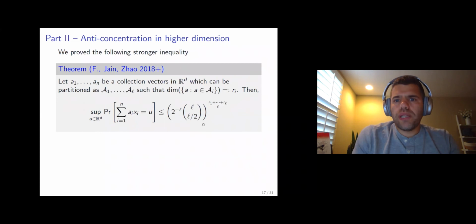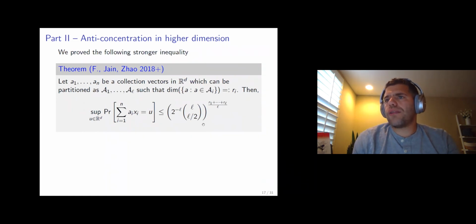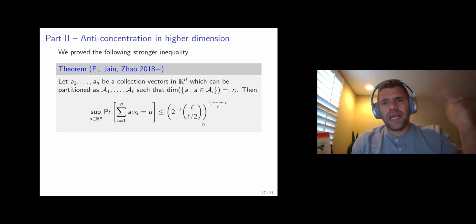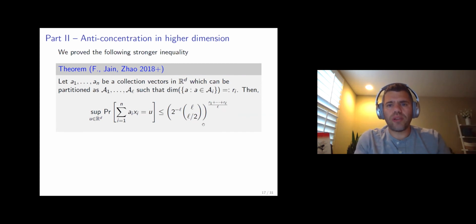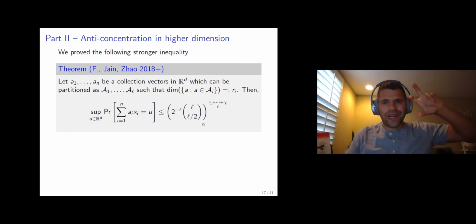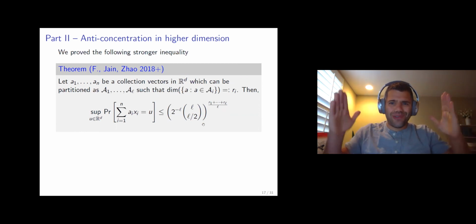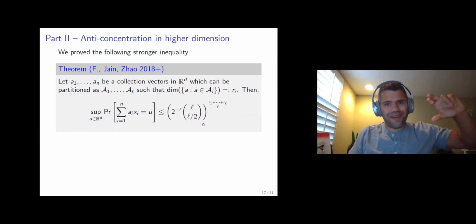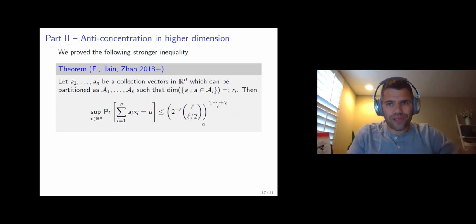So what we did, together with Vishesh Jain and Yufei Zhao, we showed that if you have a collection of vectors in R^d, and we have some condition, the condition is quite robust. Just imagine that we have many vectors which are relatively short. You have n vectors, and the vectors are of length at most epsilon times the dimension, for some small epsilon.